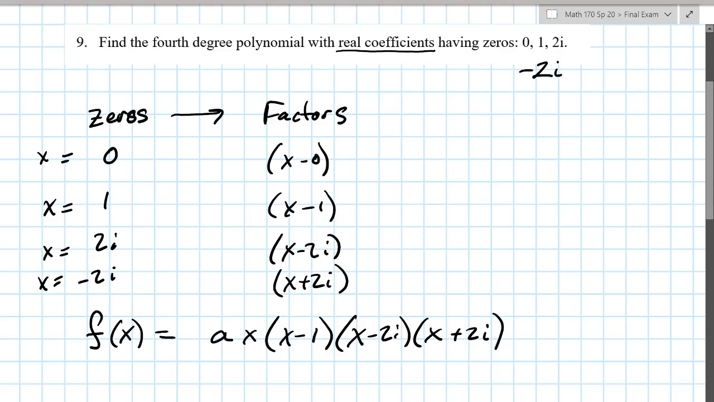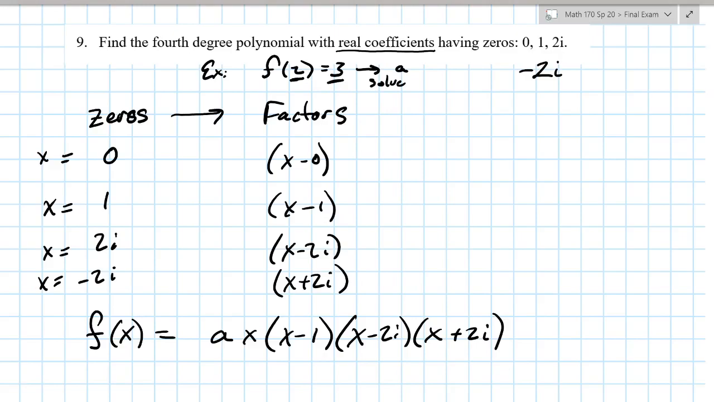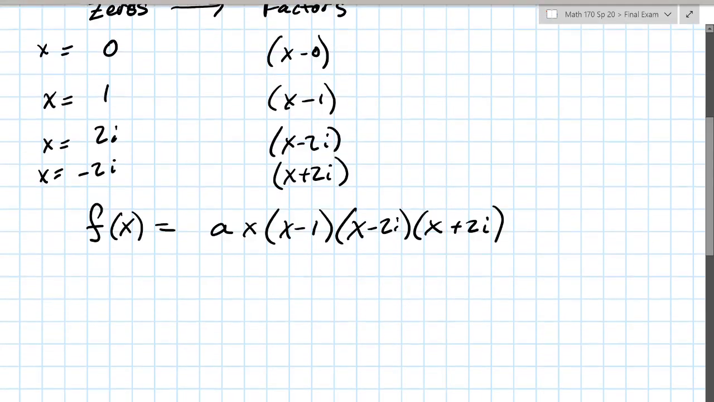So the problem could have had something like an f of 2 equals 3, which would tell us about the a. Now, 3 is not equal to a. What we would have to do is put 2 in for x, put 3 in as our f of x, and then we would have to solve for a. But this problem doesn't give us any of that information, so it's just something we want to keep in mind as a possibility for a problem like this.